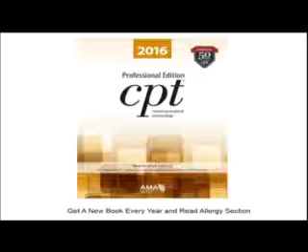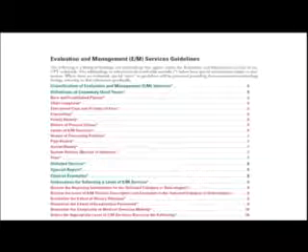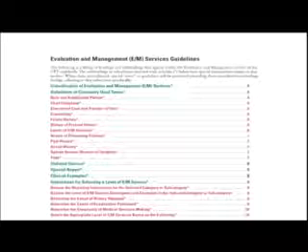So the first important resource for you all is the CPT manual. The CPT comes out every year. It's Current Procedural Terminology. It's published yearly by the AMA, and it really has most of the information that you need to know to code correctly. I'll just go over a little bit of the table of contents with you here, which shows you the E&M service guidelines.